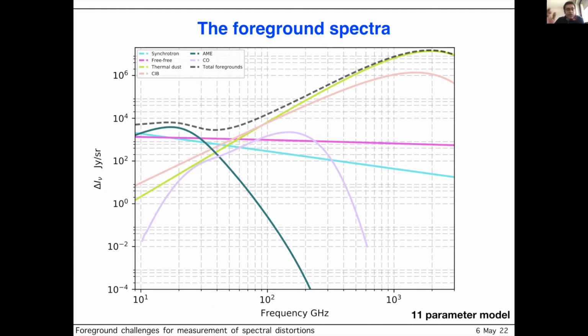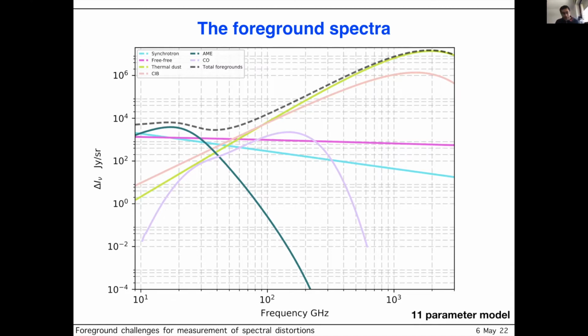Okay, so you have synchrotron, free-free, thermal dust, CIB, you have AME, CO, and the sum of them is what composes the total foregrounds. Now, the reason I say this is an 11 parameter model is that it assumes that CIB and thermal dust are given by some modified black body, which needs 3 parameters to characterize each. Synchrotron is a power law with 2 parameters, and free-free we assume is just given by 1 overall amplitude. Okay, we will get back to how accurate this modeling is in a few slides.